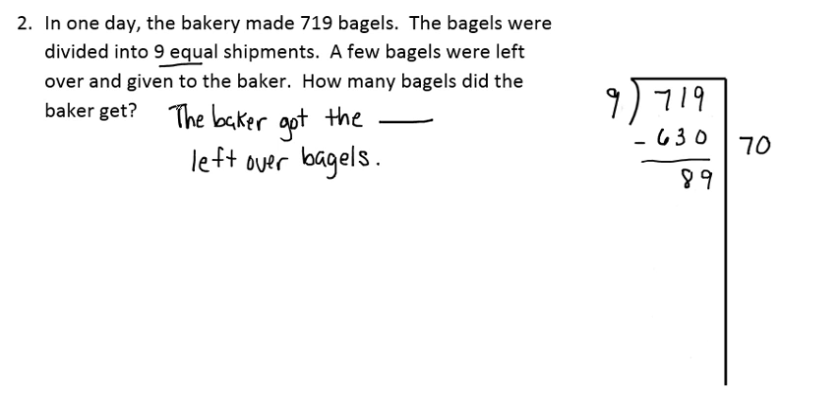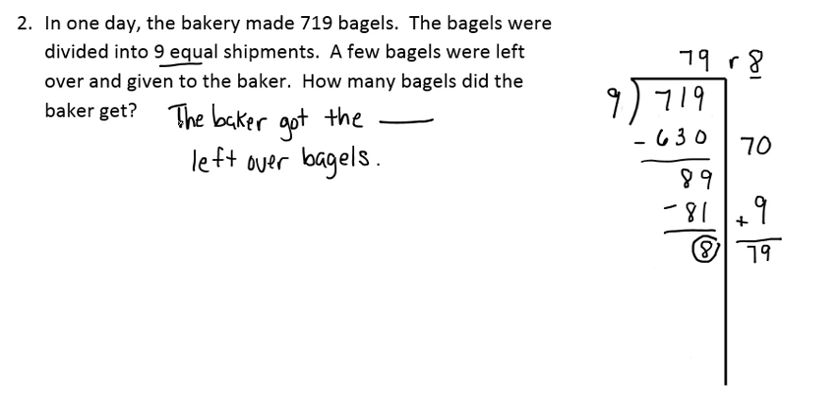That leaves me with 89, and I know 9 times 9 is 81, so I'm going to take 9 groups of 9 out, subtract that, and that leaves me with 8. Now I can't take any more groups of 9 out of 8, so that 8 is going to be my remainder. If I add up the groups, I have 79 groups, or 79 bagels in each shipment, according to the word problem, and 8 as my remainder, or my leftover.